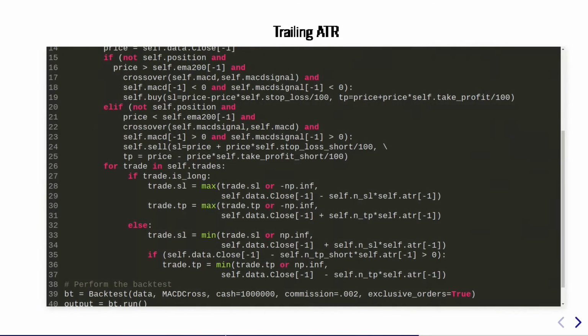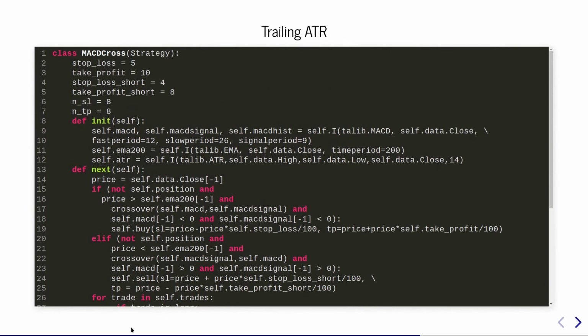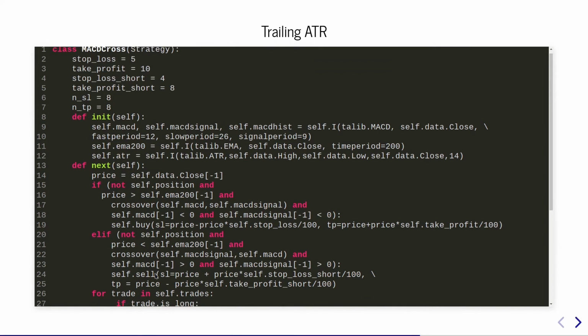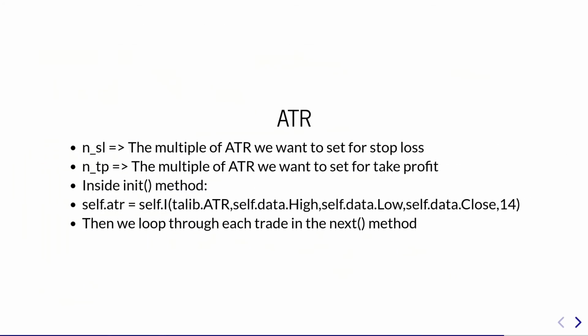ATR. Here is the code for using multiples of ATR. Again, let me give you a few seconds to look at it. There are a few differences in this code compared to the fixed percentage. We have two new variables and a new indicator. NSL is the multiple of ATR we want to set for stop loss. NTP is the multiple of ATR we want to set for take profit.